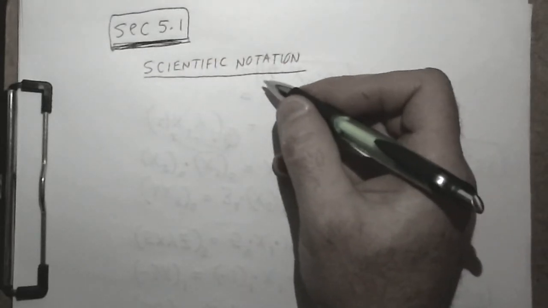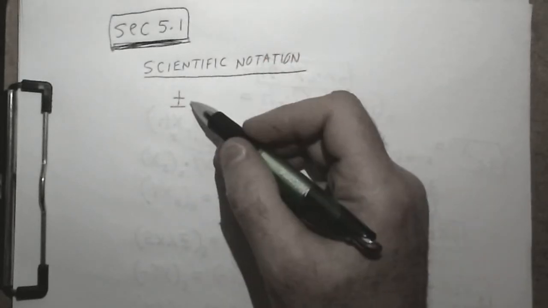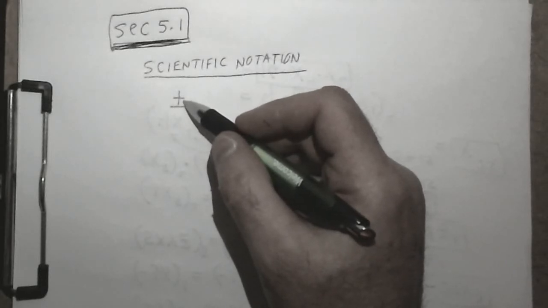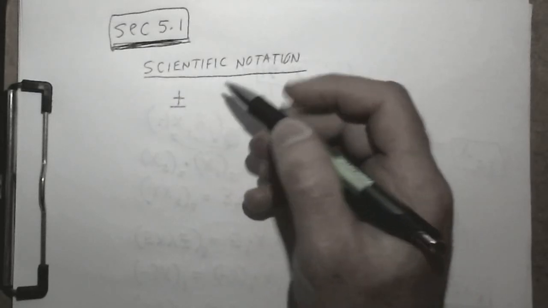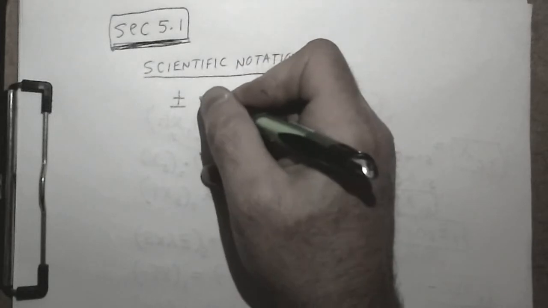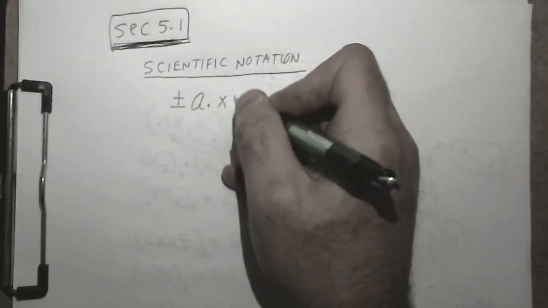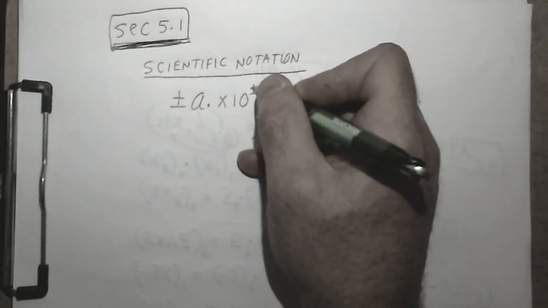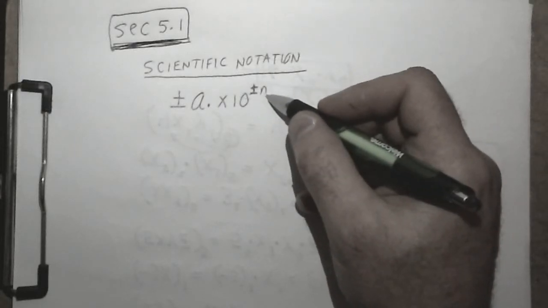Now, scientific notation numbers, very big or very small numbers, could be positive or negative, depending upon whether they're very large numbers, like distances to various stars in our universe, which are huge astronomical numbers, or they could be negative numbers. Anyways, the format for scientific notation is this format here, and the exponent on the base 10 here could be positive or negative. Positive for large numbers and negative for small numbers.